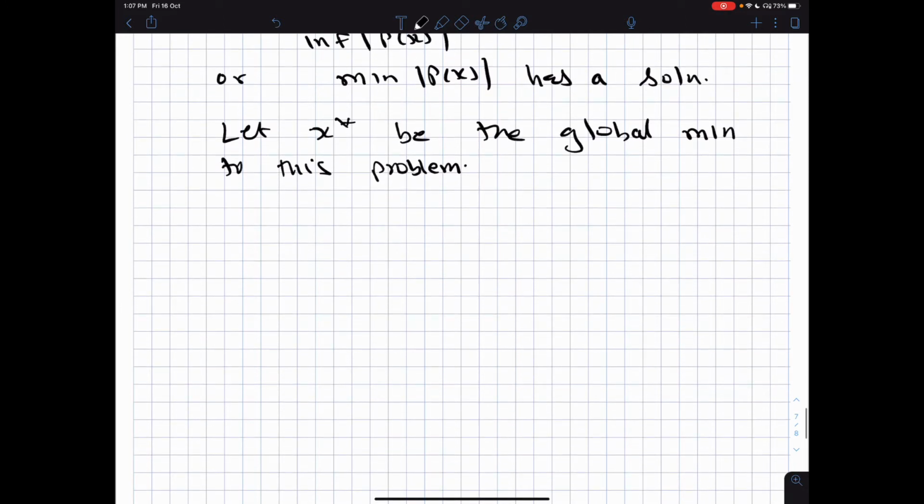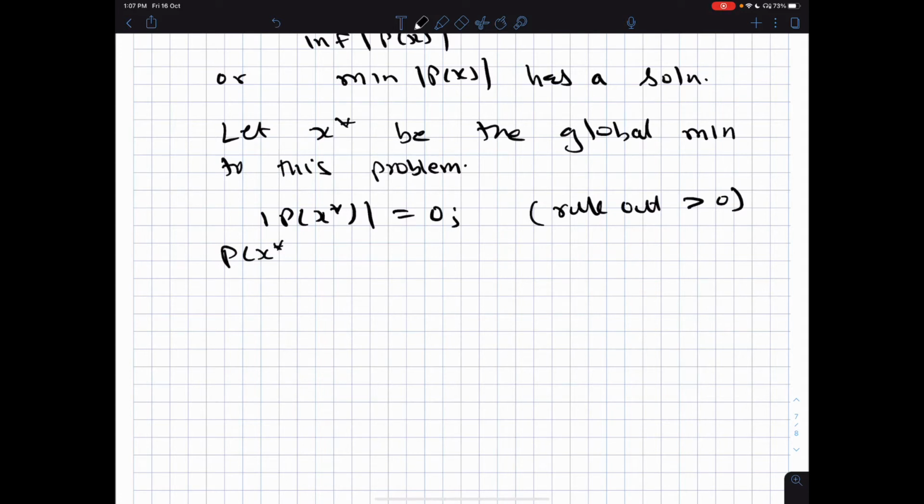Now that I have said that there is a global minimum to this problem, the next step is to show that the modulus of p of x star is 0. That means ruling out that this number could be greater than 0. And what is the modulus of p of x star?